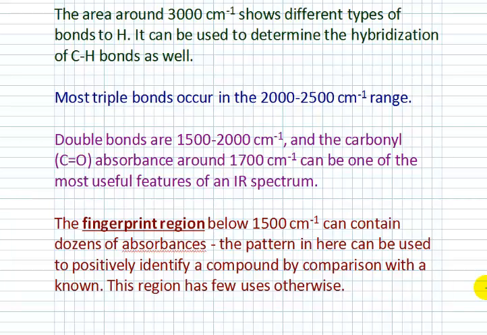And the fingerprint region, a lot like a mass spectrum's fragmentation pattern, can be used to positively identify a substance by comparing it with a known. There are often going to be dozens and dozens of absorbance peaks within the fingerprint region, and nobody can identify all of them. It's often very complex. There might be one or two that we can pick out if we have an idea what the molecule is, but the main purpose of the fingerprint region would be to match known substances because of that.